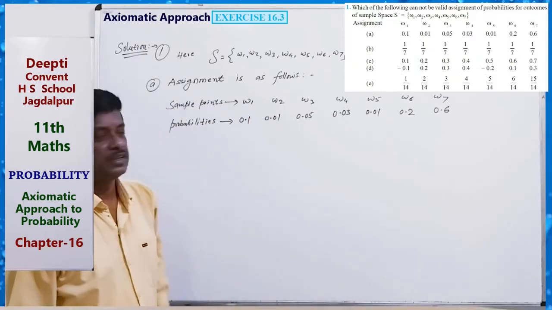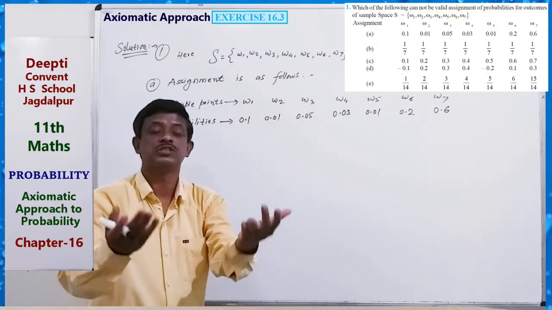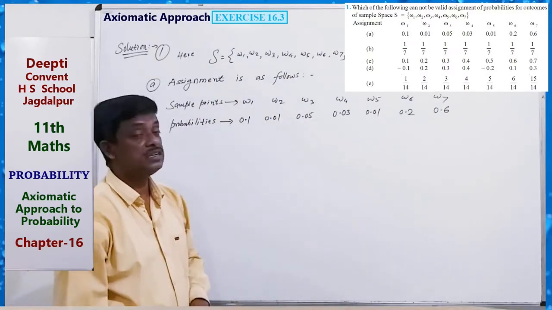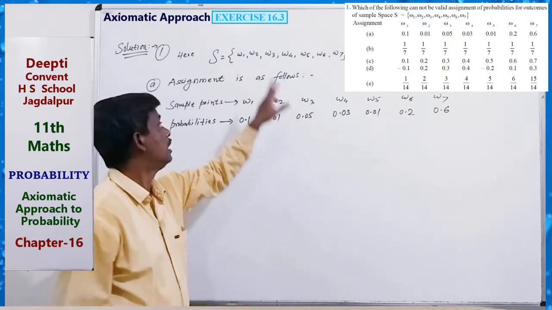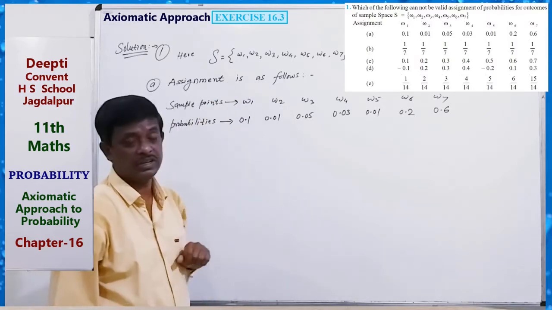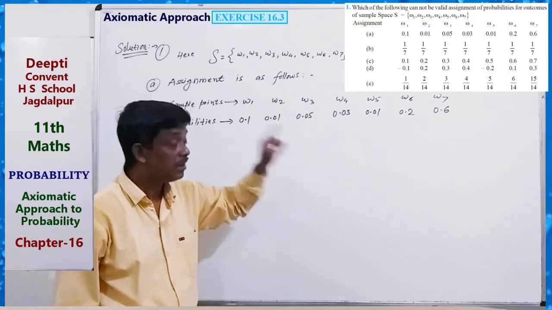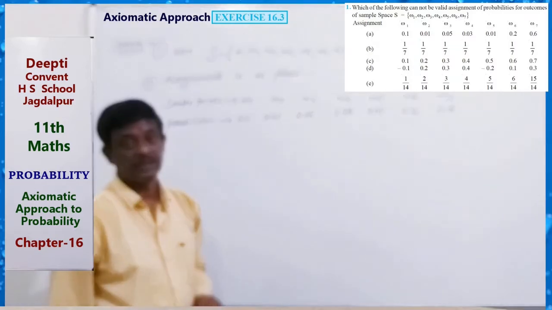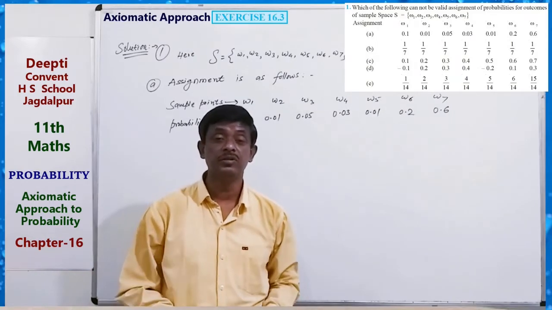What is the meaning of this? Omega 1 through omega 7 are the sample points, the possible outcomes of an experiment, just like a sample space containing these outcomes, the elementary events. We give an assignment: for getting this outcome as a result, what is the probability? We assign probability 0.1 here, for this 0.01, for this 0.05, for this 0.03. The corresponding probabilities are there. This is an assignment, as follows. First assignment: whether this is valid or invalid, we are trying to give the answer.